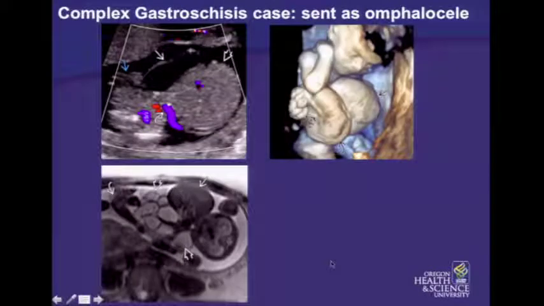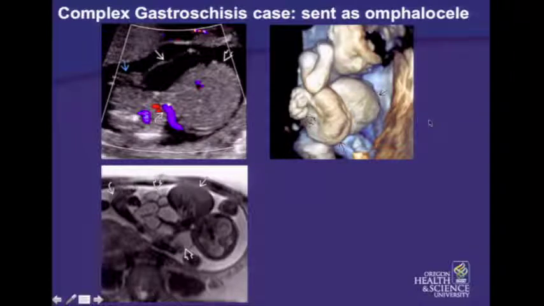Here's a case of complex gastroschisis sent as an omphalocele. However, we see that there is no covering membrane, and the cord insertion is, although it's to the side of the abdominal wall defect, inserting normally into the abdominal wall. However, we do see there's this extracorporeal small bowel, stomach, and liver in this case.